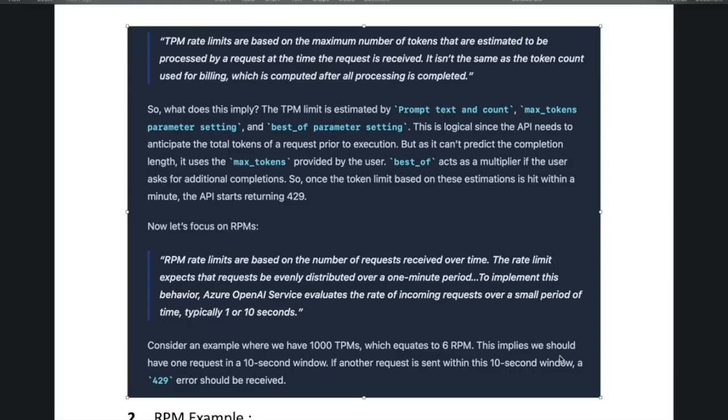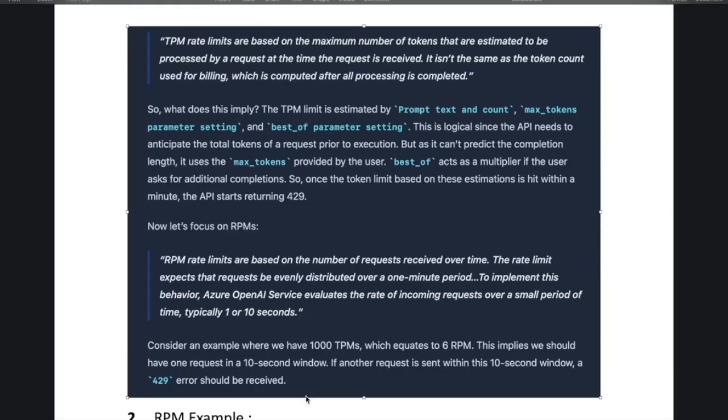So therefore it's saying this implies we should have one request in a 10-second window. If another request is sent within this 10-second window, a 429 error should be received. So they work in combination. TPM is tokens per minute, whereas RPM is requests received per minute. In a minute, it actually evaluates in terms of time, because one request can take 1 second to 10 seconds. So it evaluates like that.